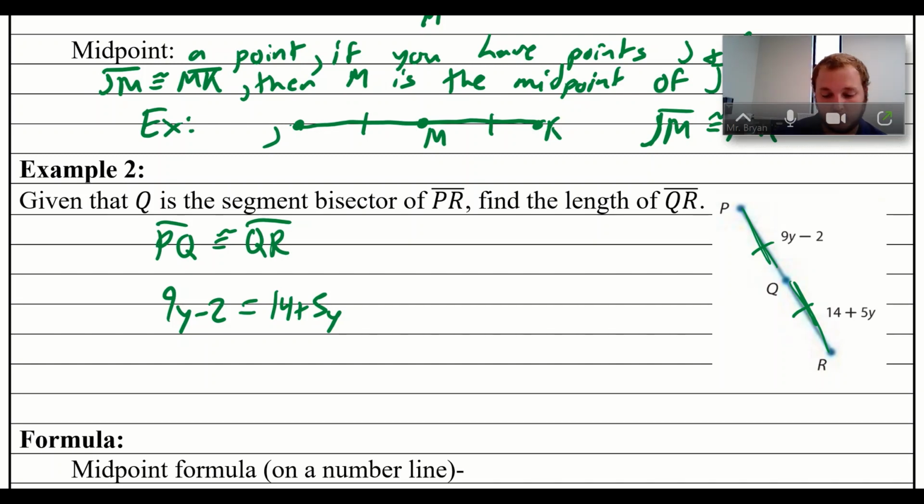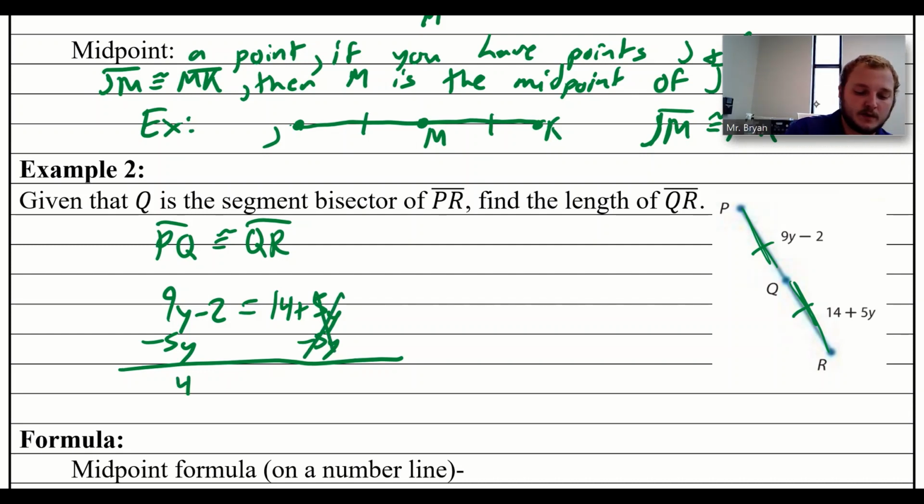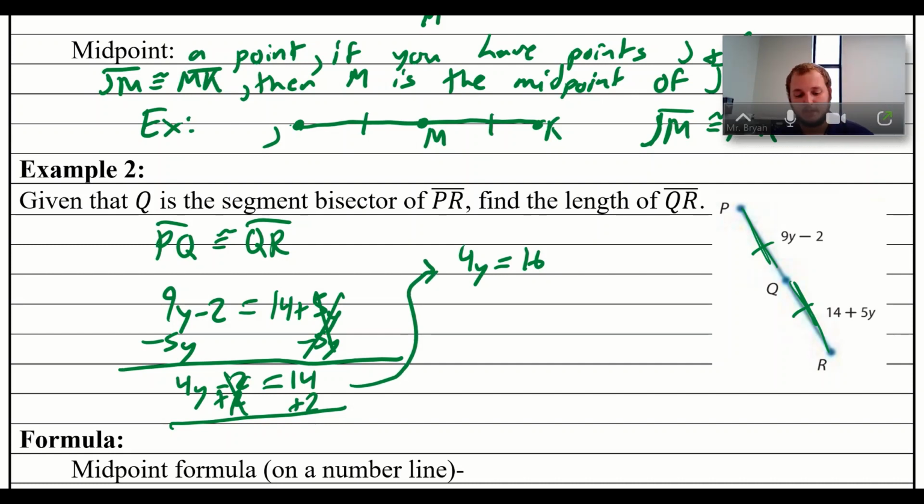So I want to solve for y to start. I want to get variables on one side. I see a positive 5y on the right side, so I'm going to cancel that out by subtracting. So I have 4y minus 2 equals 14. Next step, get numbers on the other side, so add 2 to both sides. When I do that, these cancel, and I'm left with 4y equals 16. And then the last step, we know, is always to divide by the number in front of the variable. So I get y equals 16 divided by 4, which is 4. And I'm going to circle that answer, y equals 4.